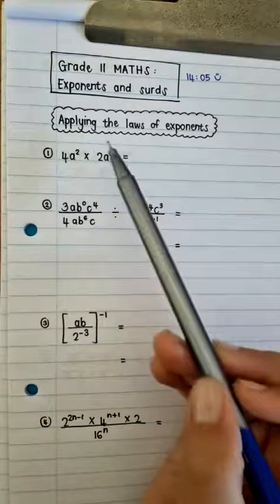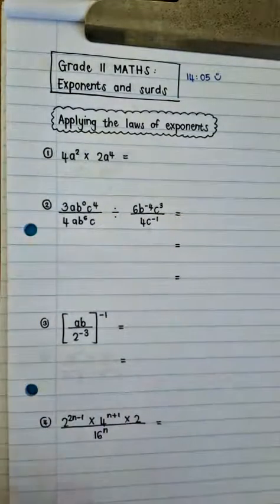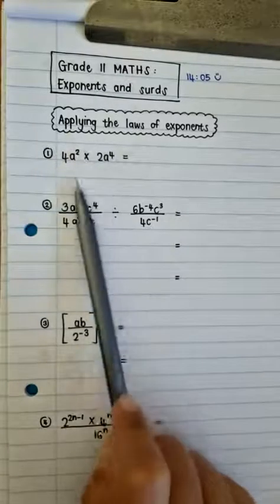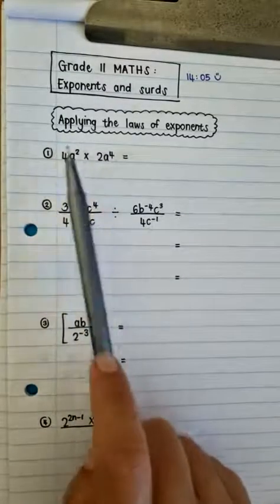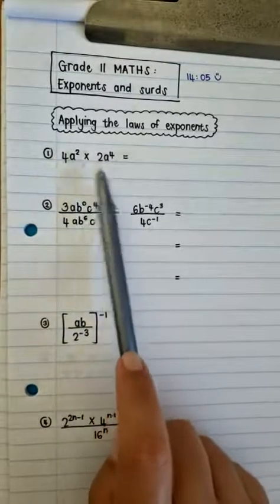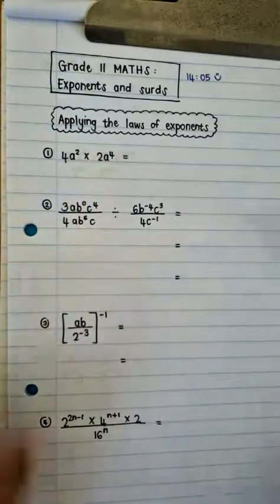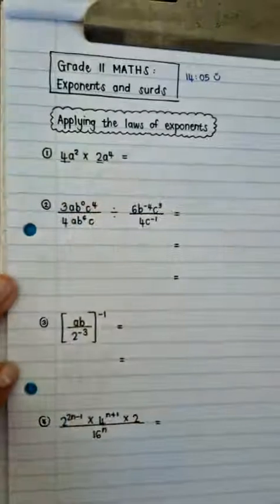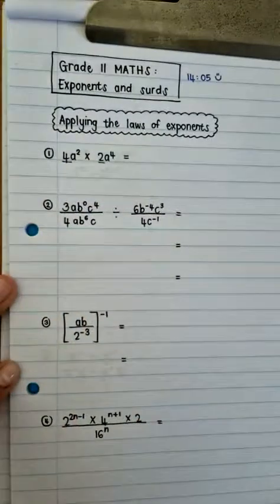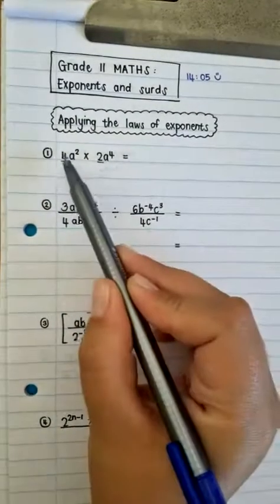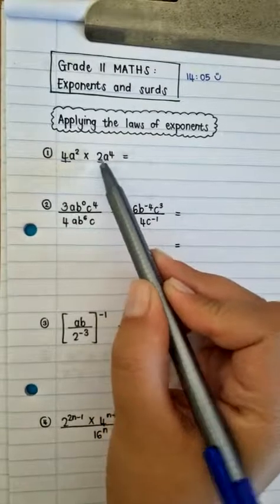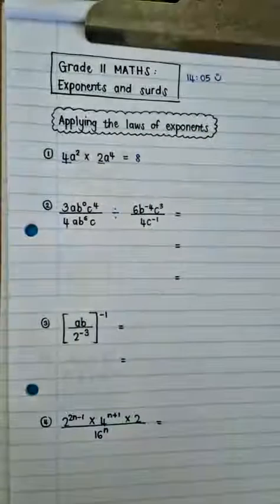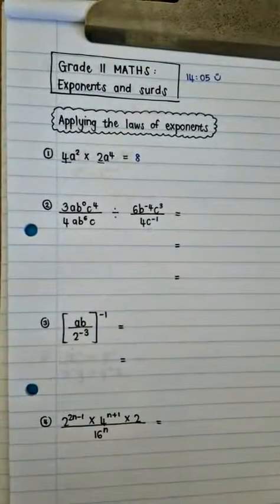Alright guys, so this first question, where we are applying the laws of exponents, is one that you probably would have done in grade 8 already, where you have 4a squared times 2a to the 4. Now what we need to notice here is that yes, we have numbers that we are multiplying, and we're going to keep multiplying them normally. This is just 4 and this is just a 2. So we're just going to do 4 times 2, and we all know that that is 8. That doesn't change.